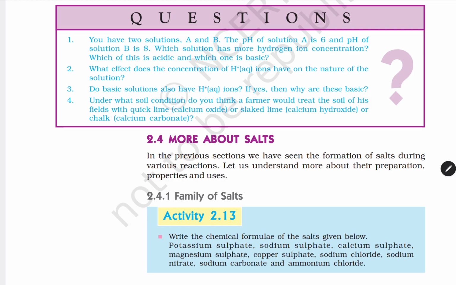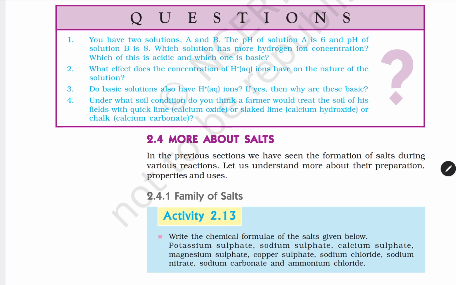Third question. Do basic solutions also have H plus aqueous ions? If yes, then why are they basic? So this is the question. Yes, basic solutions also contain H plus ions, but in a much lower concentration compared to OH minus ions. You have to be very careful. In basic solutions you can find both H plus and OH minus, but compared to H plus, OH minus is much greater in concentration. So the concentration of hydroxide ion is higher than that of H plus, resulting in a pH greater than 7.